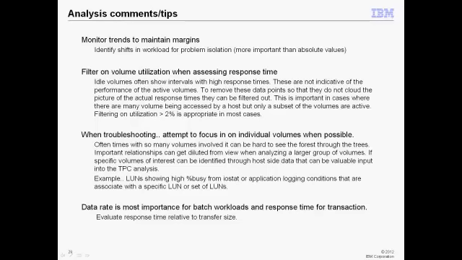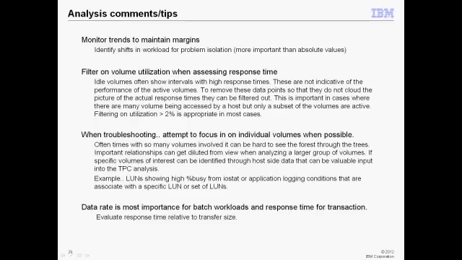To remove these data points so that they do not cloud the picture of the actual response times, they can be filtered out. This is important in cases where there are many volumes being accessed by a host, but only a subset of the volumes are active. Filtering on utilization greater than 2% is appropriate in most cases.